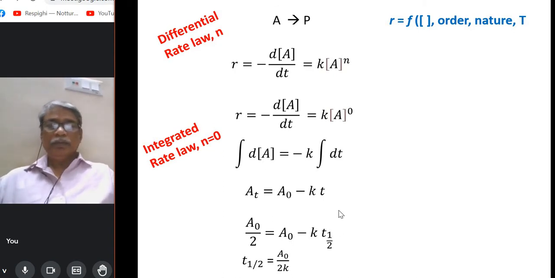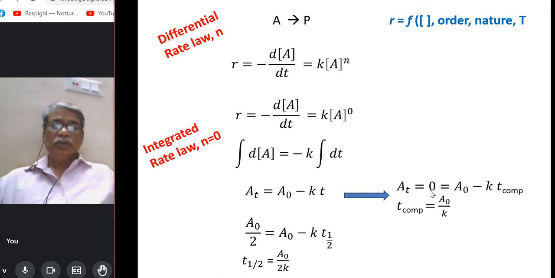And one more important thing we can derive from the same equation is, if you ask whether the reaction would go to completion or not. Now what does completion mean? That means there would be no reactant left, that means A_t would be 0. So if you put A_t equal to 0, that would give you A0 minus k t_comp, the time for completion. That would simply give you t_comp is A0 by k. So look at it carefully: t_comp is A0 by k and t half is A0 by 2k.